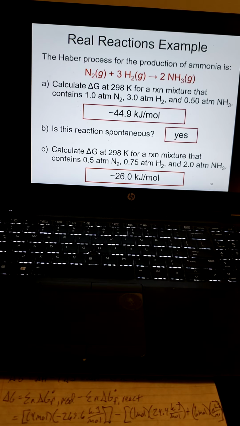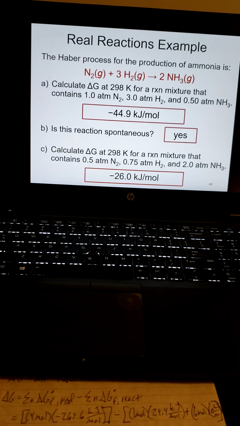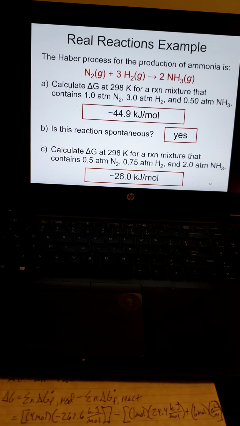All right, but last thing we need to do then is if we're talking about Q, we can't leave out K, right? So let's relate Q to K. When does Q equal K?